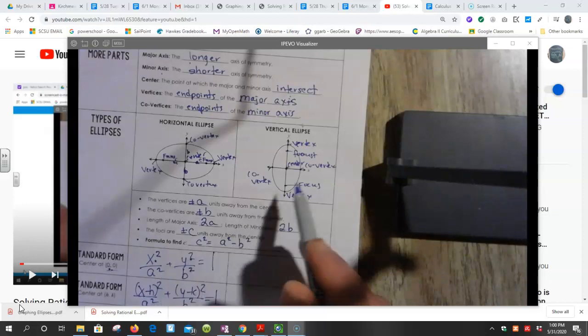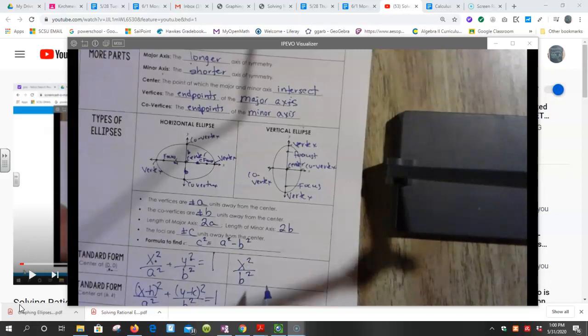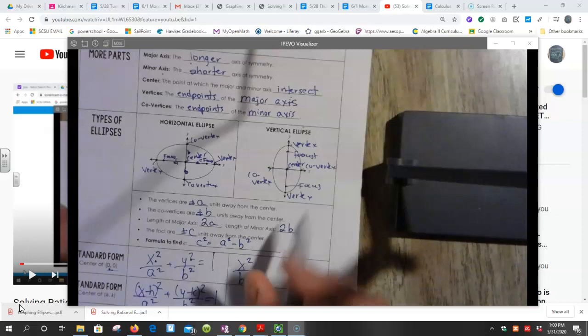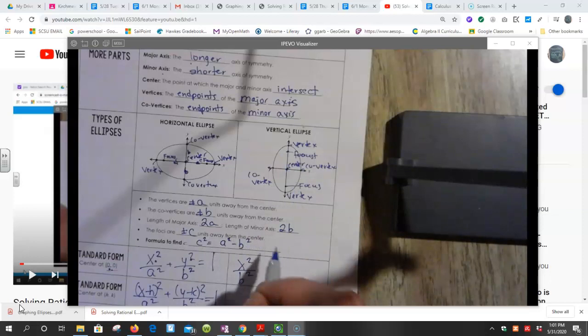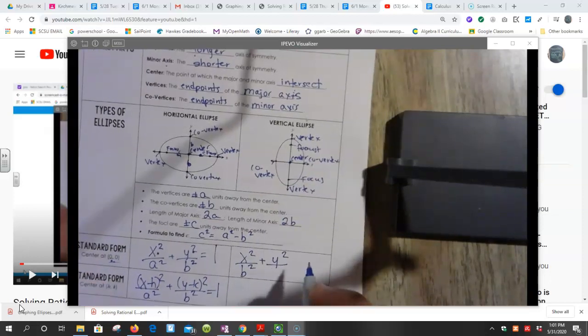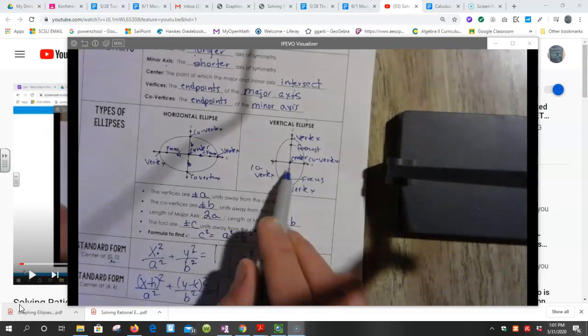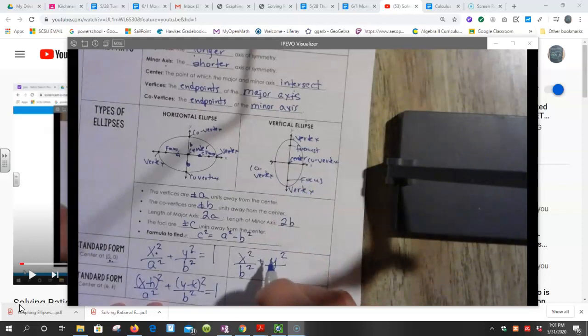Now I want to switch this when it's a vertical ellipse. I'm switching my a squared and b squared, so it's going to be x squared over b squared, because b is my horizontal distance here. A is my vertical distance now, so that's why we have to switch that. The x squared and the y squared is not going to change, but the b squared and the a squared do, because this b represents the horizontal distance in this case. So this is going to be a squared equals 1.